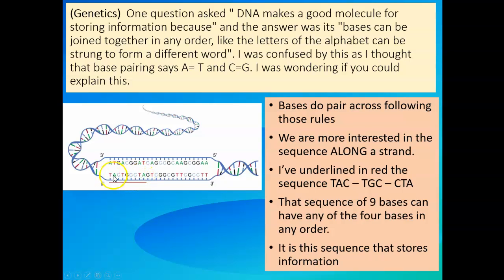All right, so you could have any one of those four bases in each one of those 9 spots there. So you don't have to have the sequence TAC, TGC, CTA. It could be all A's, it could be all T's, it could be all G's, it could be some other entirely different combination that we've got there. So it's this particular code that gives us the information that the DNA has.